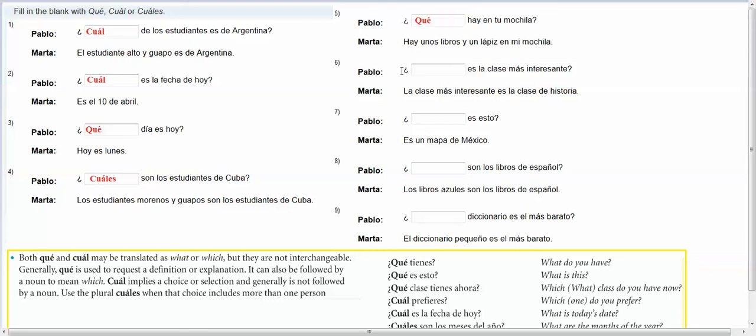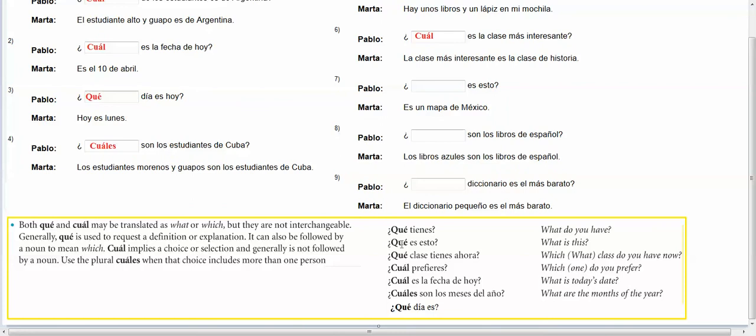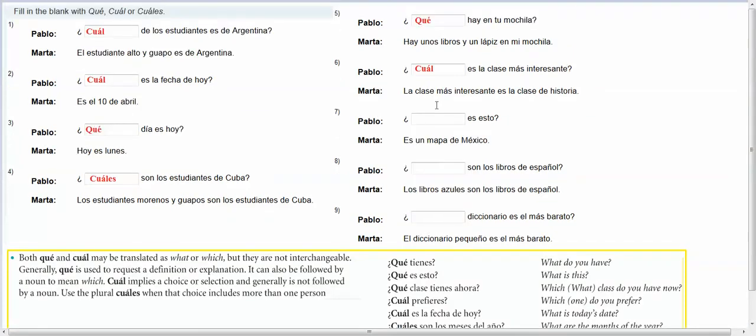Then Pablo says, blank es la clase más interesante. So here's a choice. Which class is the most interesting? So that's going to be ¿cuál? ¿Cuál es la clase más interesante? Blank es esto. That's one of your expressions when you're trying to identify something. That's going to be ¿qué es esto?